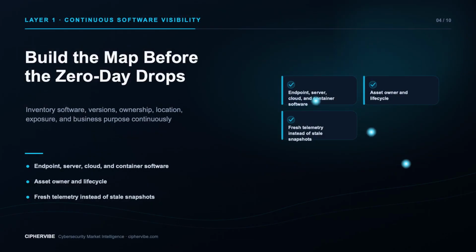The first layer is continuous software visibility. Traditional inventories are often periodic snapshots. They miss short-lived cloud workloads, unmanaged devices, bundled libraries, browser versions, container images, and software installed outside the normal process. When a zero-day appears, analysts lose time asking whether the affected component is present. A useful inventory connects software name and version to the asset, operating system, cloud account, network location, owner, business service, external exposure, and last seen time.